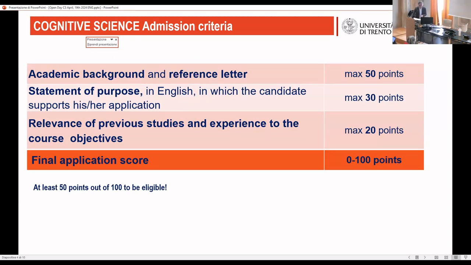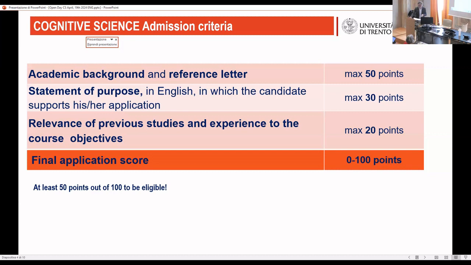Admission criteria. Candidates will be evaluated according to 3 different criteria: academic background, reference letter, and the statement of purpose written in English, for which candidates are required to write a very original motivation letter. Then there is the relevance of previous studies and experience, like internship experience, work experience, research experience, around the contents of the master course.